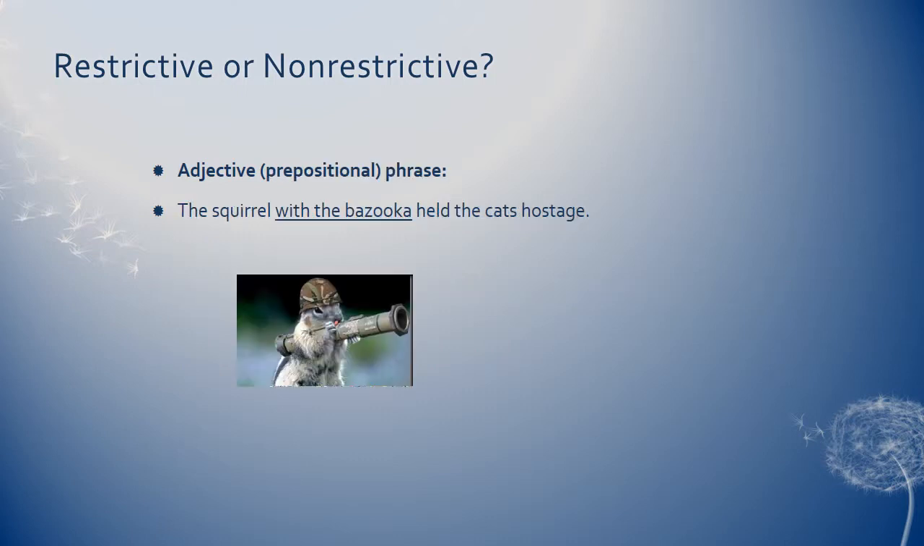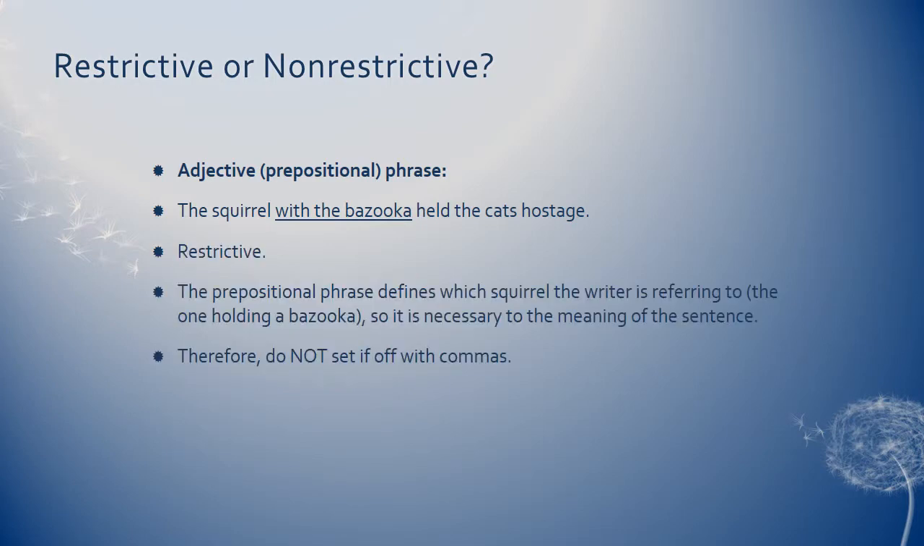The following phrase, restrictive or non-restrictive? The squirrel with the bazooka held the cats hostage. Well, the prepositional phrase is restrictive. The squirrel with the bazooka: not just any squirrel, but this one happens to be toting a bazooka with him. So the prepositional phrase defines which squirrel the writer is referring to, the one holding a bazooka. So it is necessary to the meaning of the sentence. Therefore, do not set it off with commas.